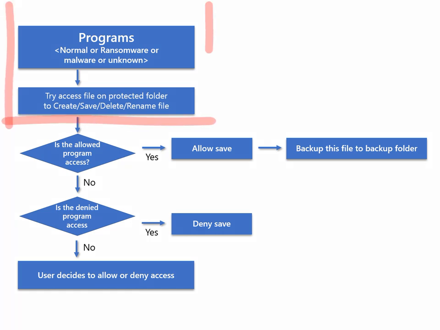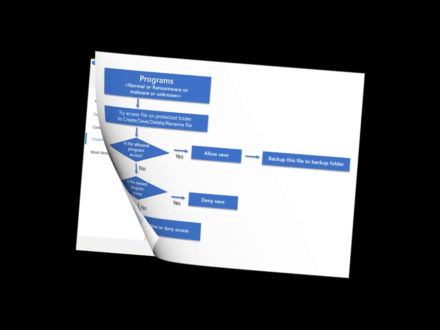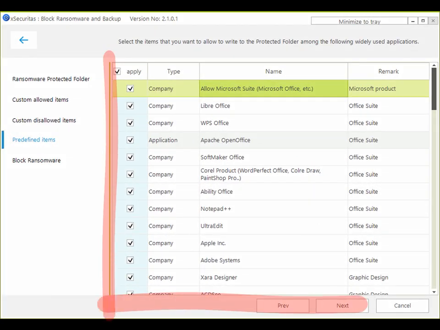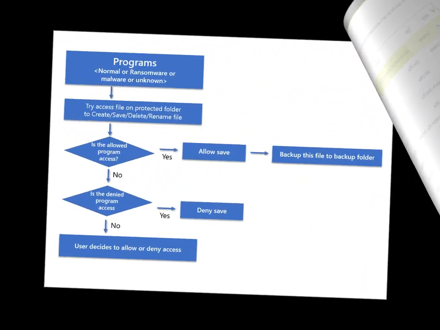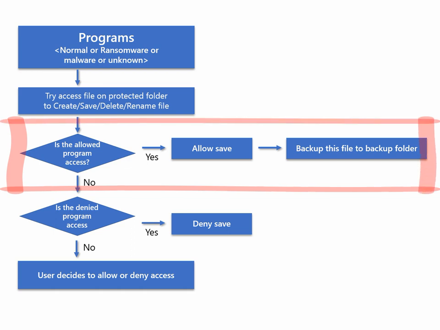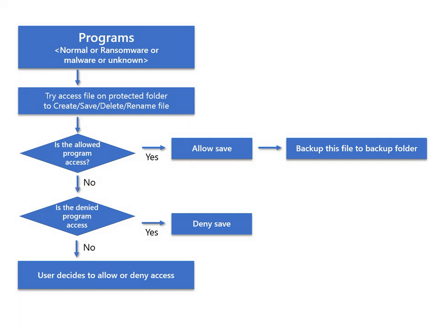When some program attempts to create, delete, or rename files in the protected folder, it first checks whether the program is already allowed. For your convenience, we have predefined programs that are mostly used as allowed programs. If an allowed program tries to change a file in a protected folder, it will be allowed to do so and will also automatically back up after saving.